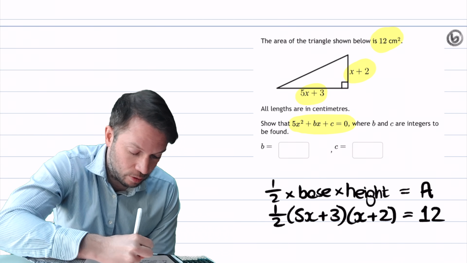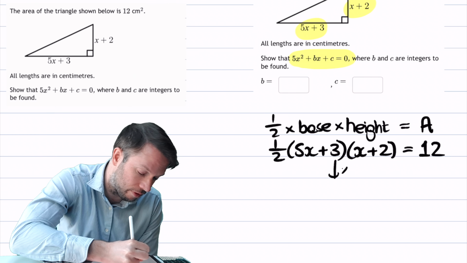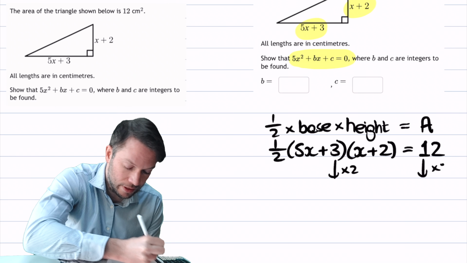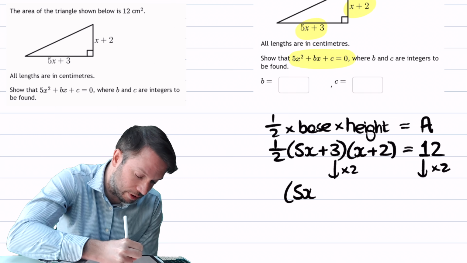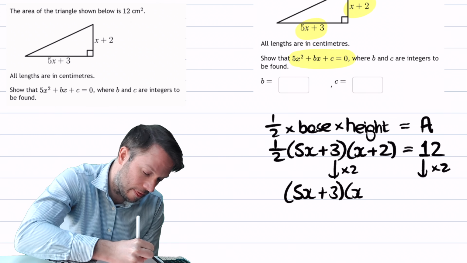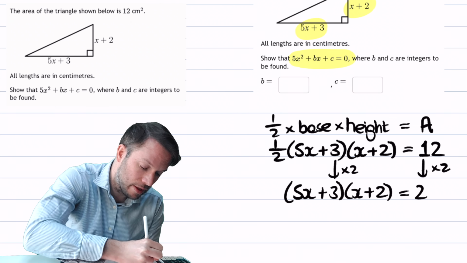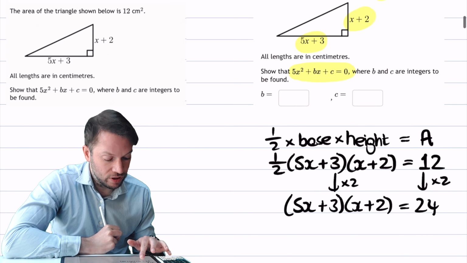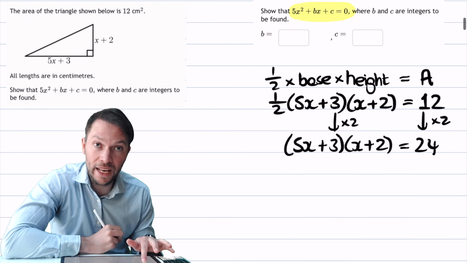Now, firstly, I don't like this half on the front. If we double both sides of the equation, that will get rid of the half on the front of the left-hand side. So I'm just going to be left with 5x plus 3, x plus 2 is equal to 24. And now I don't want to have brackets in my final equation, so I'm going to expand out these brackets.